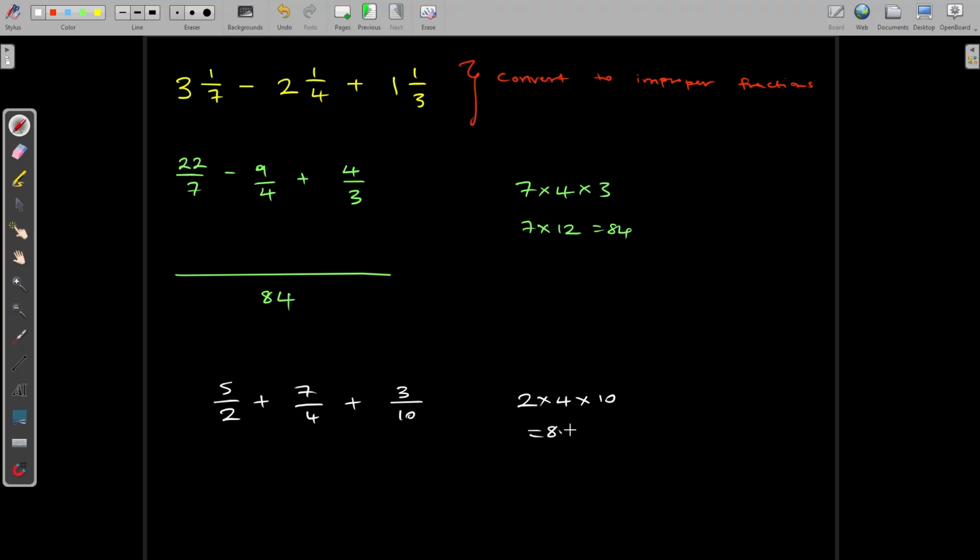80. But if we look at this, there are smaller numbers that 2, 4, and 10 can all go into. And what would that number be? Say 40. There is a smaller one. Smaller than what? Say 40. I'm saying there's a smaller one than 40 that all three of these can go into. 20.